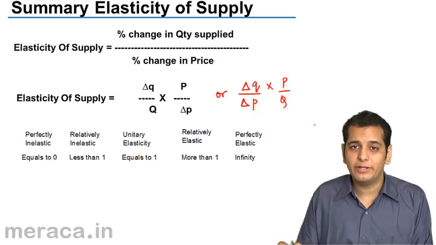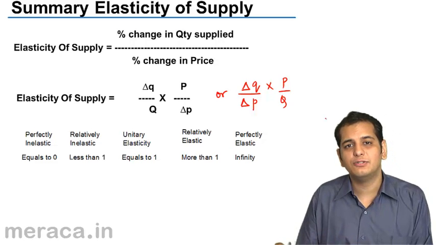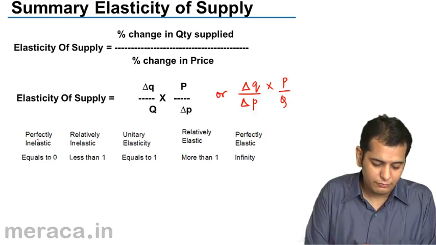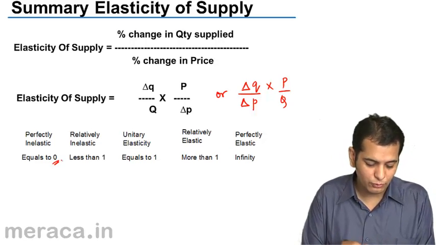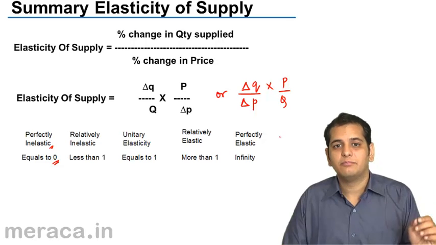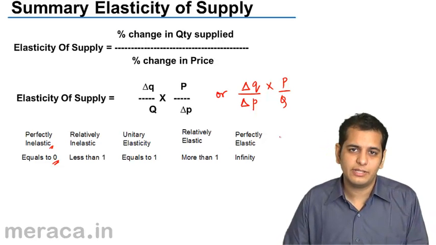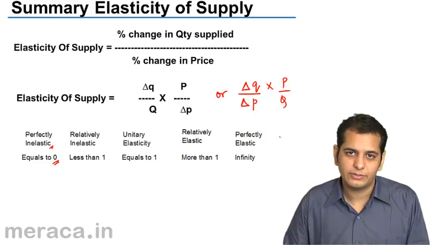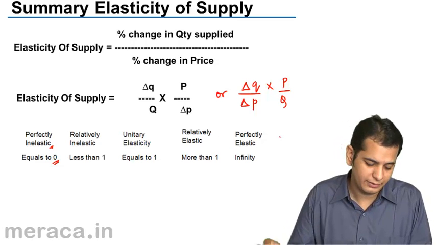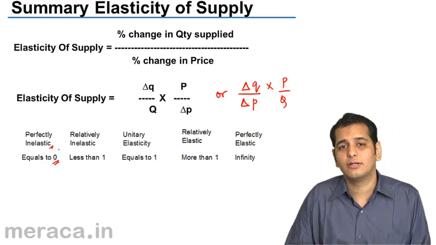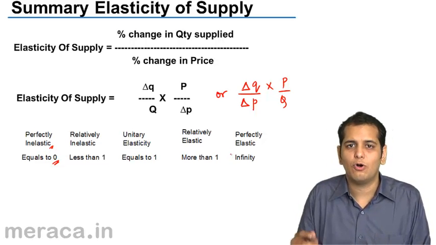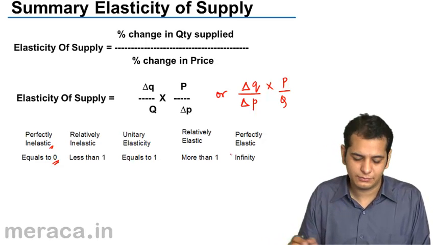Then we saw how to interpret the numerical values of elasticity of supply. We saw when the numerical value equals to 0, we call it a perfectly inelastic supply. That means that the supply does not change by any change in price. That is, a change in price brings no change in quantity supplied. And on a graph, the supply curve in case of perfectly inelastic supply is always parallel to y-axis.